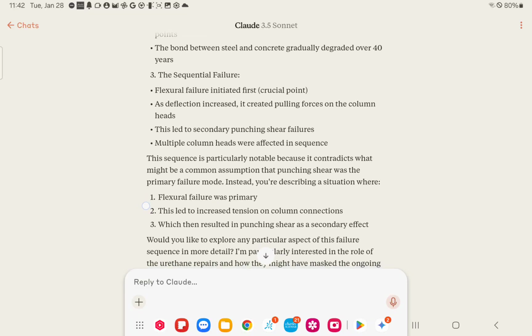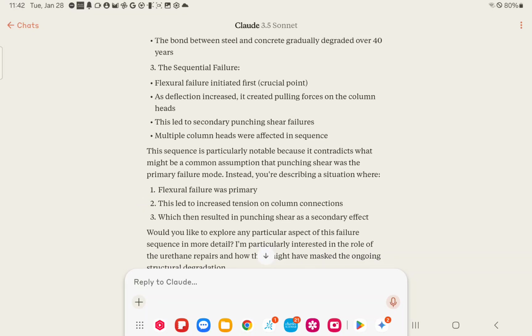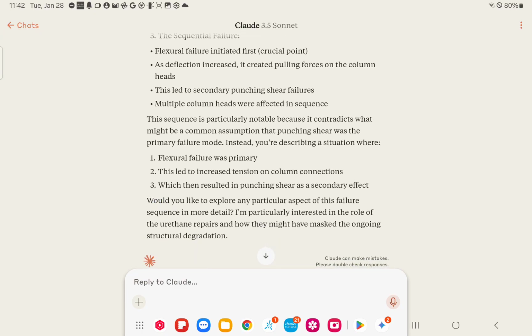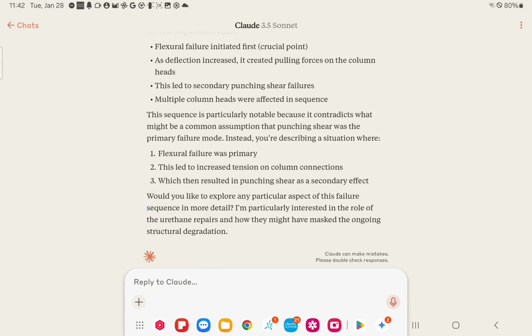This sequence is particularly notable because it contradicts what might be a common assumption that punching shear was the primary failure mode. Instead, you're describing a situation where the flexural failure was primary. This led to increased tension on column conditions, which then resulted in punching shear as a secondary effect. Would you like to explore any particular aspect of this failure sequence in more detail?